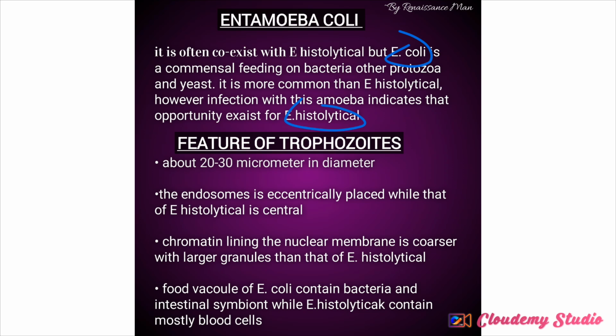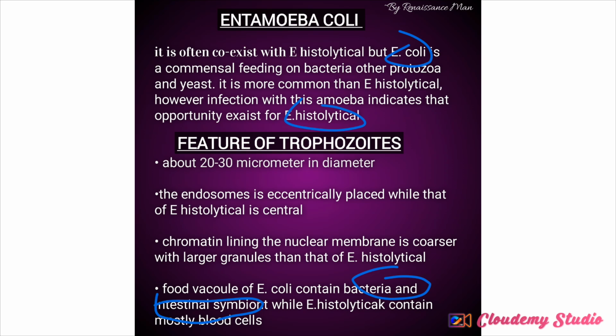And the food vacuole of Entamoeba coli contains bacteria and intestinal symbionts. That is what it contains. It contains bacteria and intestinal symbionts. And Entamoeba histolytica consists of blood cells. So this shows that in Entamoeba coli, they only feed on food debris. You understand? While Entamoeba histolytica feed on what? Feed on blood cells. So their food vacuole consists of what? Consists of blood cells.